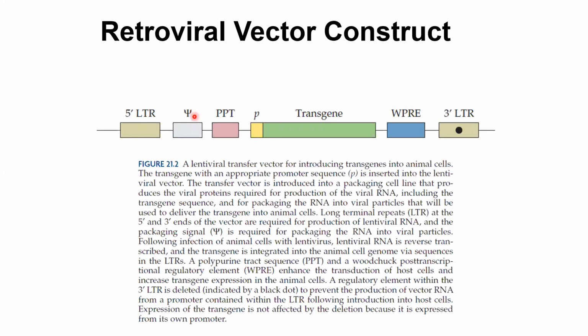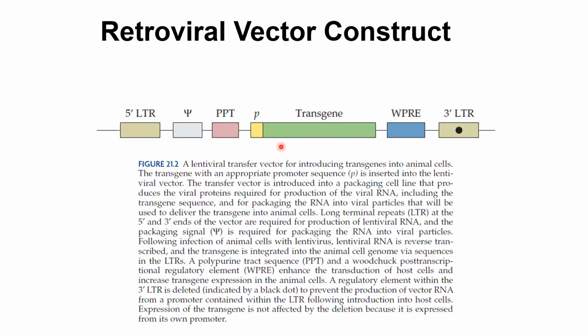This is a psi signal. This psi signal is required for packaging the RNA into the viral particles, and other regulatory elements like the Woodchuck post-transcriptional regulatory element enhance the transduction of the host cell and increase transgene expression in animal cells. This is a general structure of the retroviral construct.